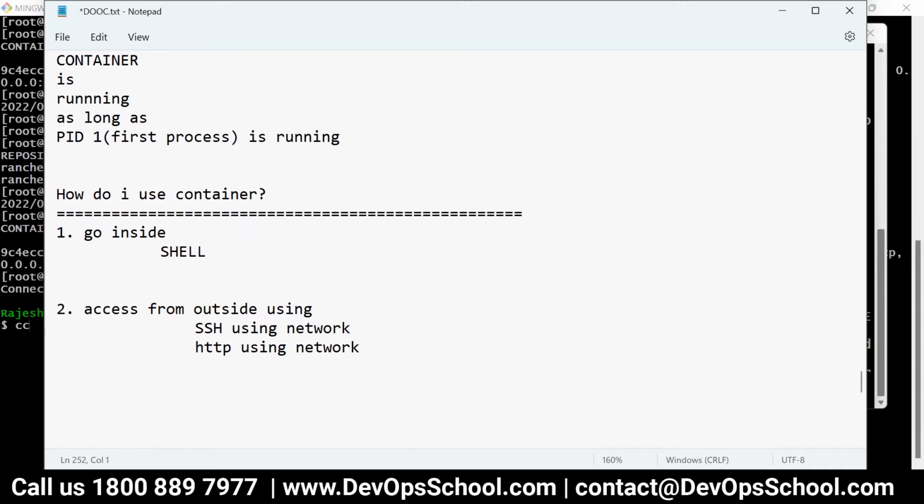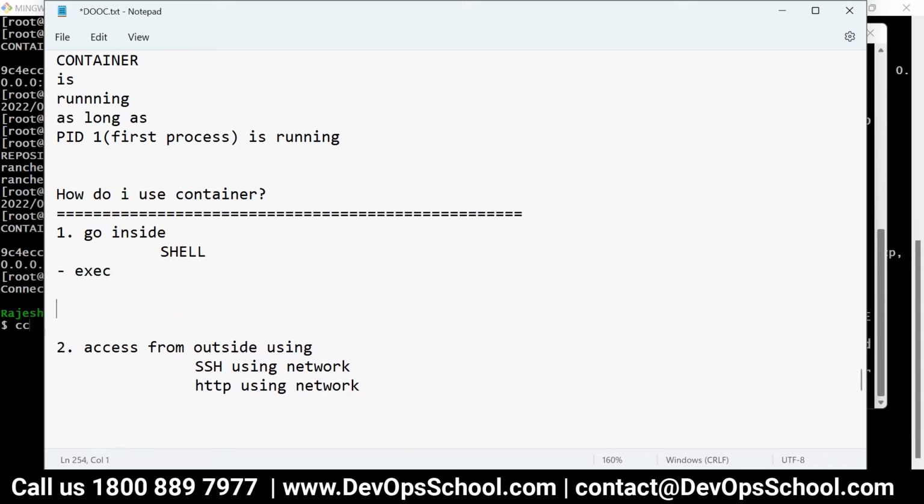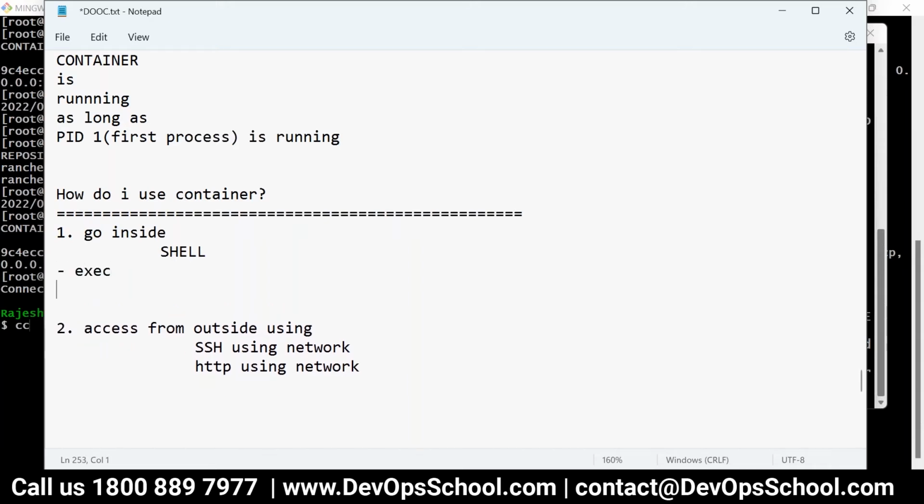Yeah, so there's one method which is called the exec method. What is the exec method? I just tried out some of the commands. Using this method, please understand, you can execute any executable inside a container.